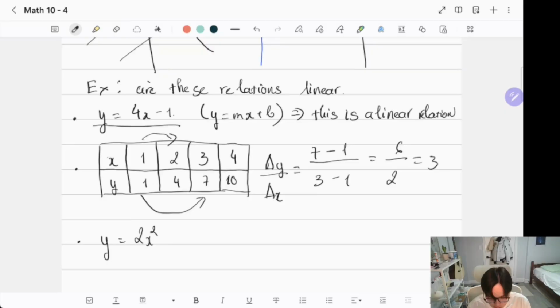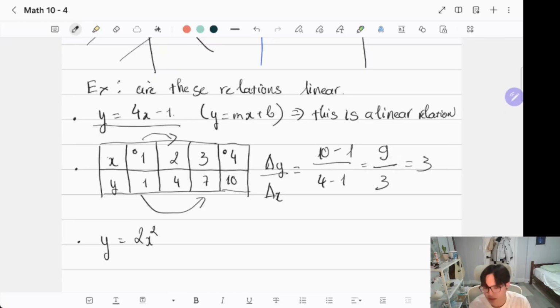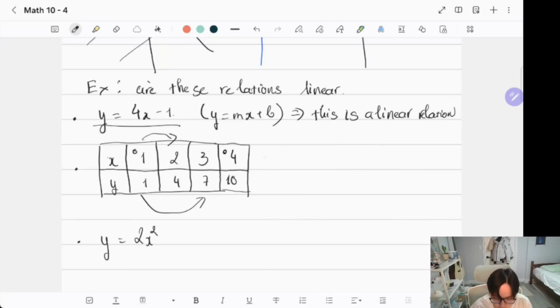But I want to calculate more in order to be more exact. So I choose this point to this point, which is another point. We need to calculate this to know whether it is 3 or another number. 9 divided by 3, which is also 3. So we got 3 from all points. This is a constant rate of change, so we can know that this is a linear relation.